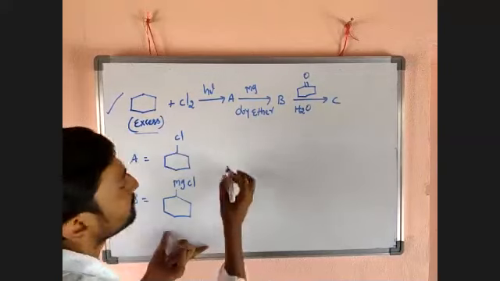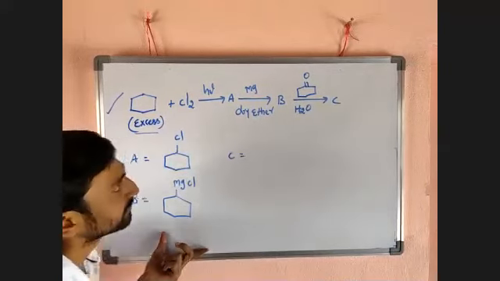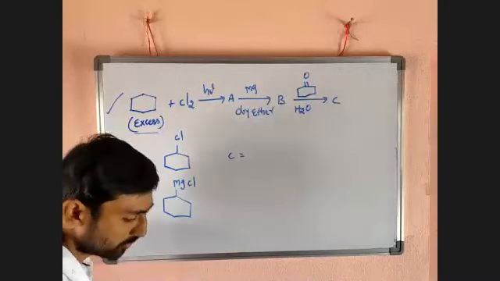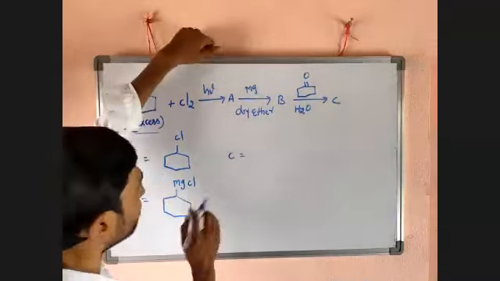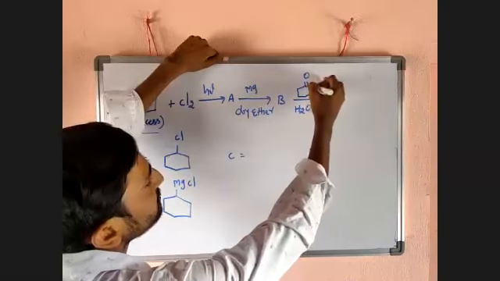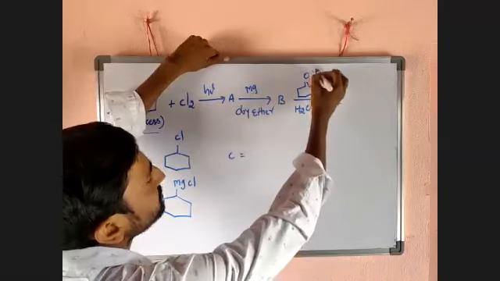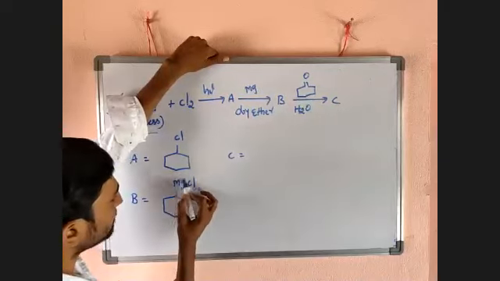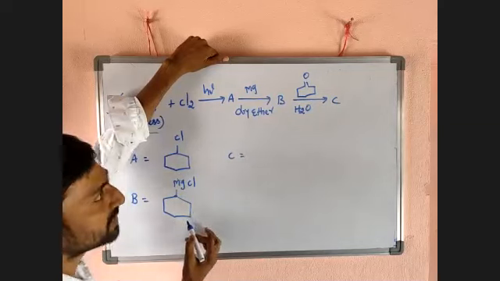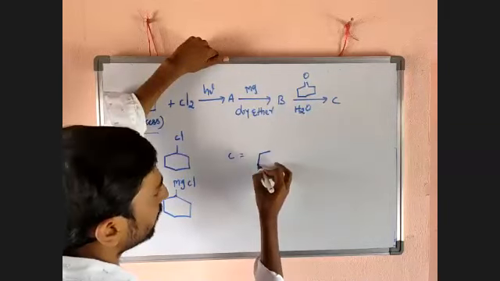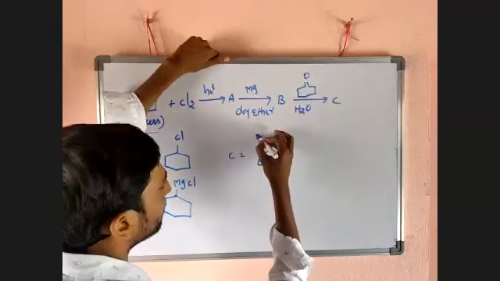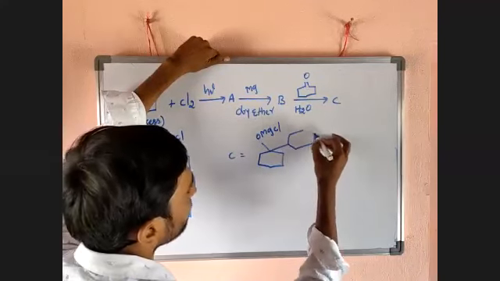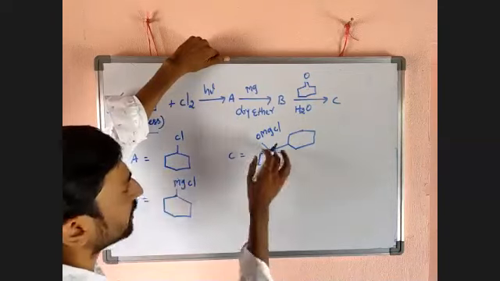Now how to take C? See, Grignard reagent reacts with the C double bond, as I told you. In this case, O gets minus, this carbon will get plus. Mg will get plus, this carbon will get minus. That's why the ring is here. O will get MgCl, and that other ring will attach to that carbon.